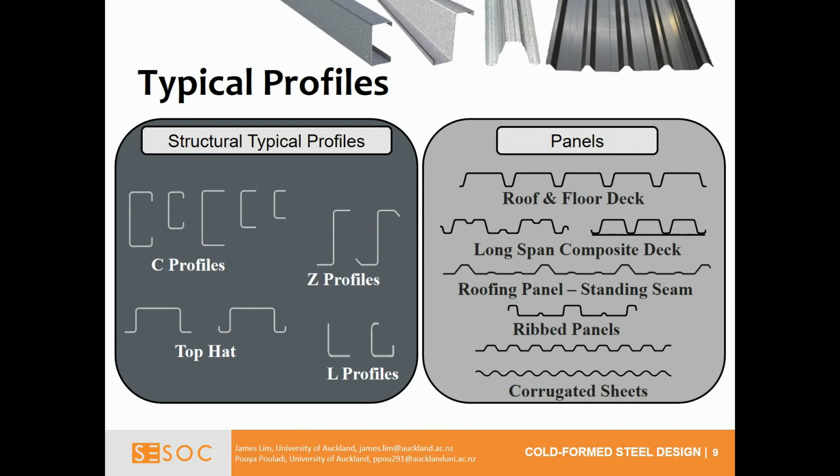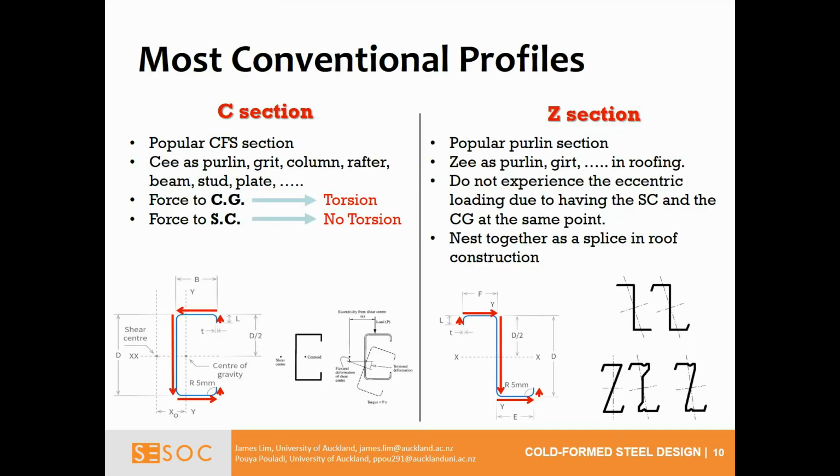So these are the typical profiles. I've been mentioning that they're mainly channel sections. You can see these channel sections through here: C profiles, Z profiles, typically used for the purlins in portal frame structures, and then some top hat sections, which you can see down here. And in terms of panels, flooring and roof decks, long composite span decks. If you think of a composite floor system, that's also made from cold form steel, rib panels and corrugated sheets. So these are the typical profiles that can be rolled using cold form steel.